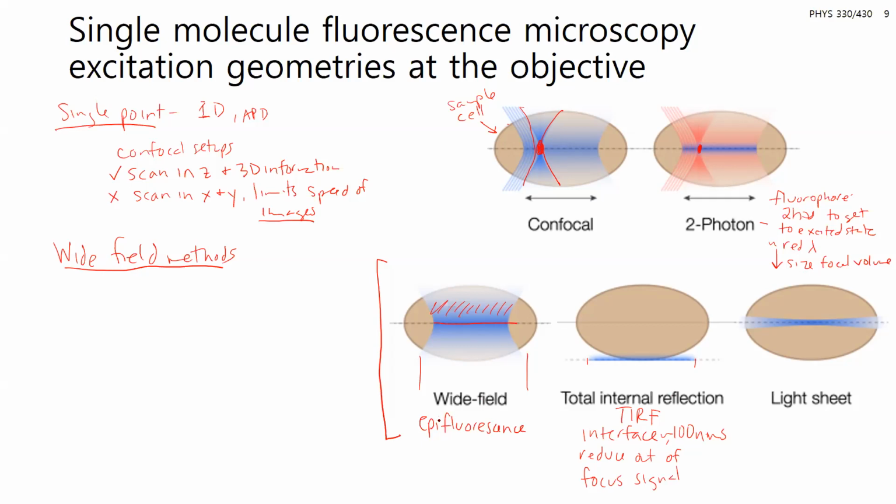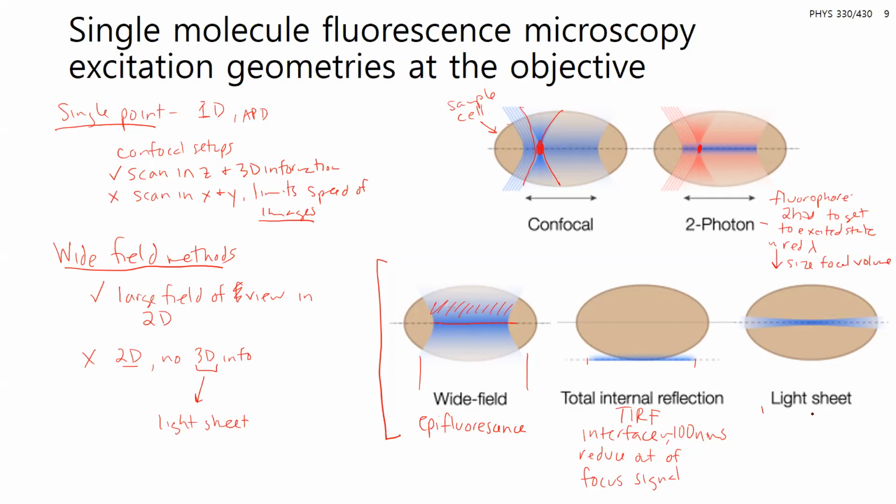So with wide field epifluorescence and wide field TIRF, the benefit is you get a large field of view in 2D, so you can get a lot of information at once. A drawback is you're limited to 2D, no 3D info. So if you do want three-dimensional information, that's where light sheet microscopy comes into play.